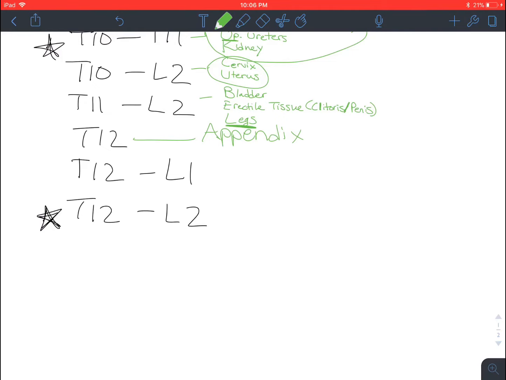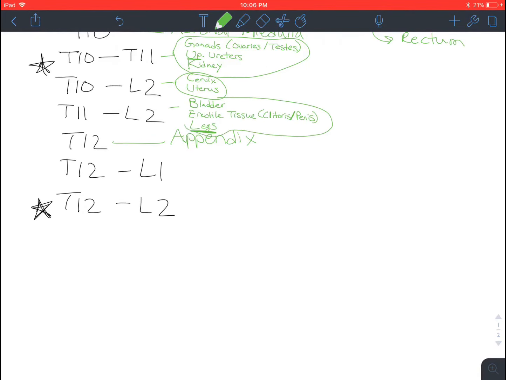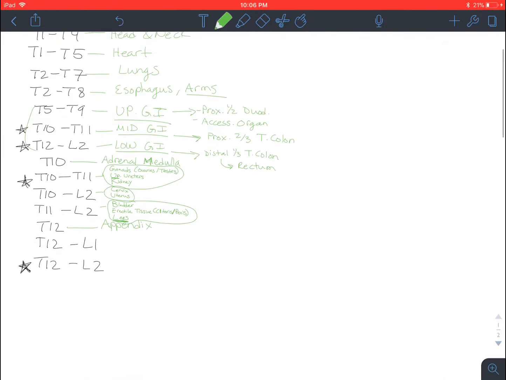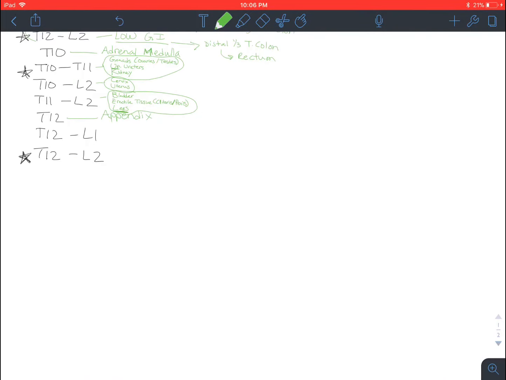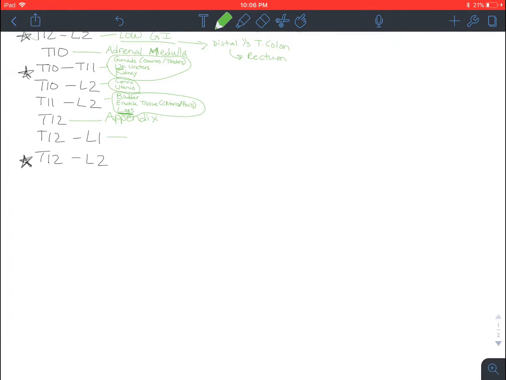And then we have the appendix. So remember, we put the arms here. Arms, legs. Okay, appendix. And then right here will be the lower ureters. So if you remember, right up there, we have upper ureters. That goes to T10 to T11. How crazy that the lower ureter is going to pick up where that one left off at T12 to L1. Looking for the patterns. And then T12 to L2 will be the prostate.